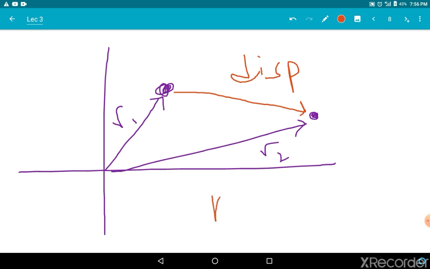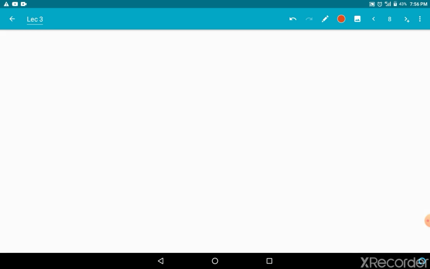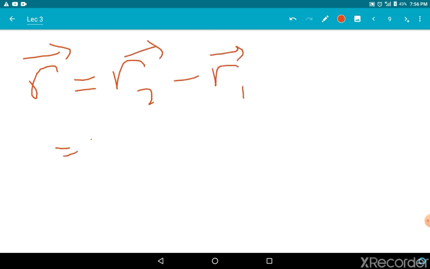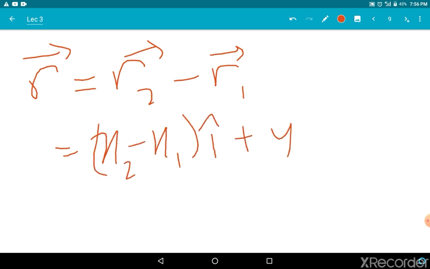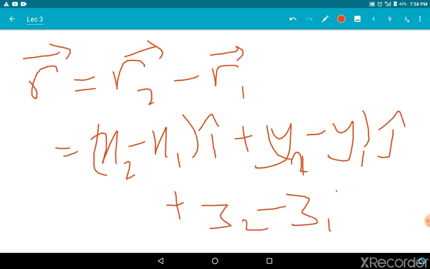The displacement vector is nothing but r2 minus r1, or better, we can write this as r is nothing but r2 minus r1, or better x2 minus x1 i cap plus y2 minus y1 j cap plus z2 minus z1 k cap. This is the best representation if it is given in ijk. Understand? This is the displacement vector. So these are the ideas of the components.